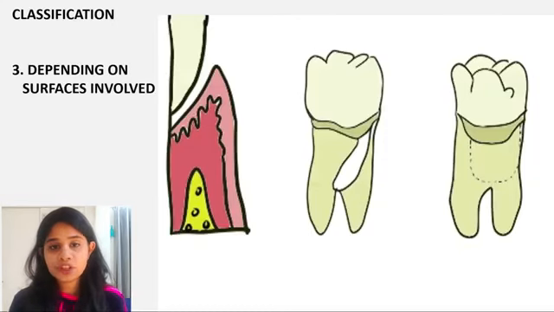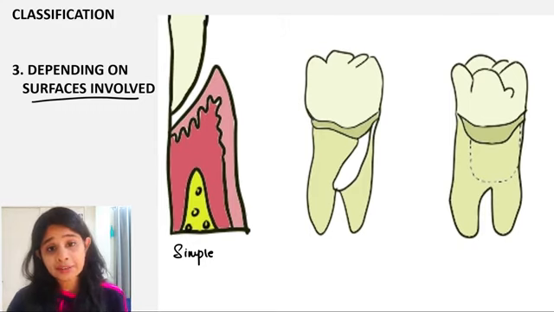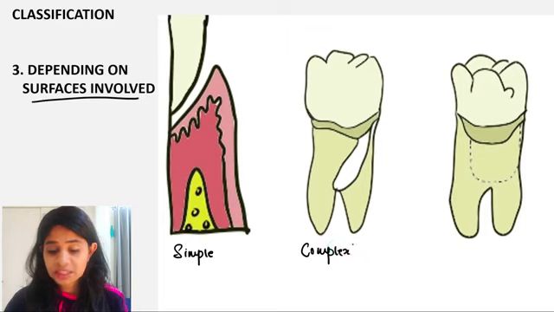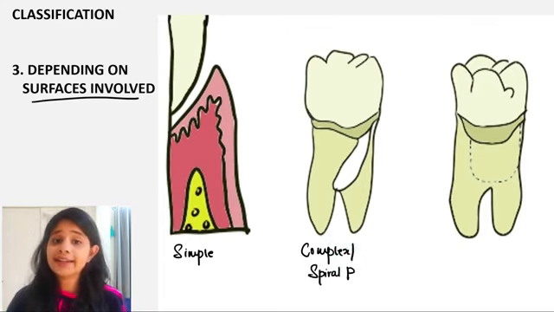The third way in which you can classify pockets is depending upon the surface which is involved. In the first category we have the simple pockets, which involve only one surface. The second category is the complex or the spiral pockets. Here the base of the pocket is not directly communicating with the gingival margin. So if I place a periodontal probe over here, it will give me this particular reading.